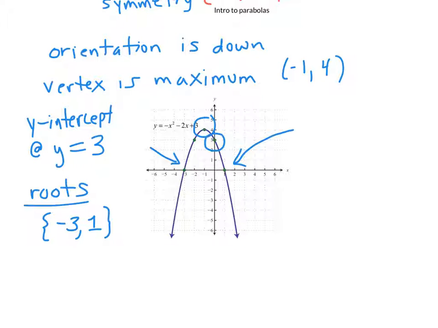Just to let you know, the word roots also means the same thing as zeros. So if they say, hey, what are the zeros? Or if they say, what are the x-intercepts? That one actually makes more sense, right? Because we're looking at where it crosses the x-axis. And one more word that means the same thing is solutions.